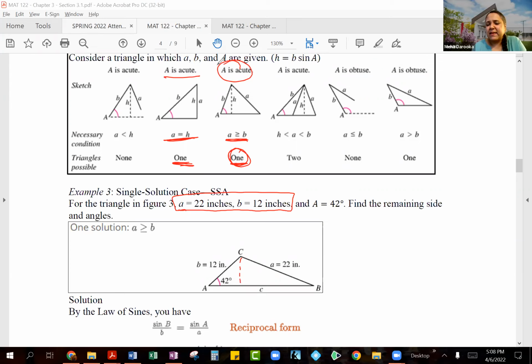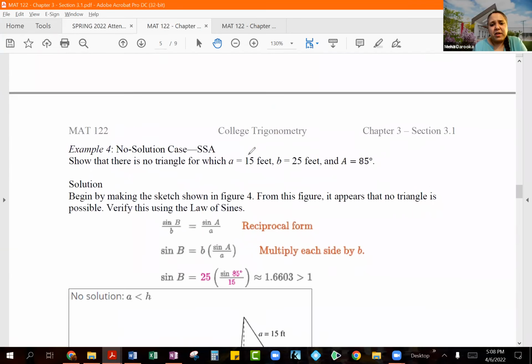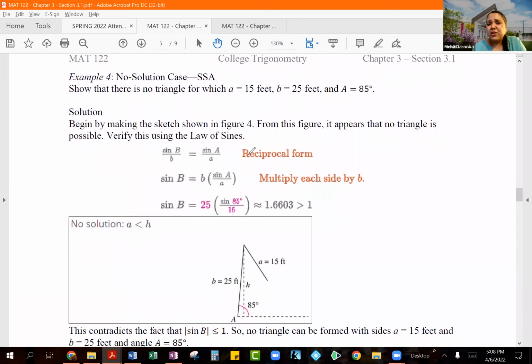Acute angle, side A is larger than side B. We ended up getting one single solution. This next example over here is showing how you actually end up with no solution. So no triangle that would satisfy your conditions.